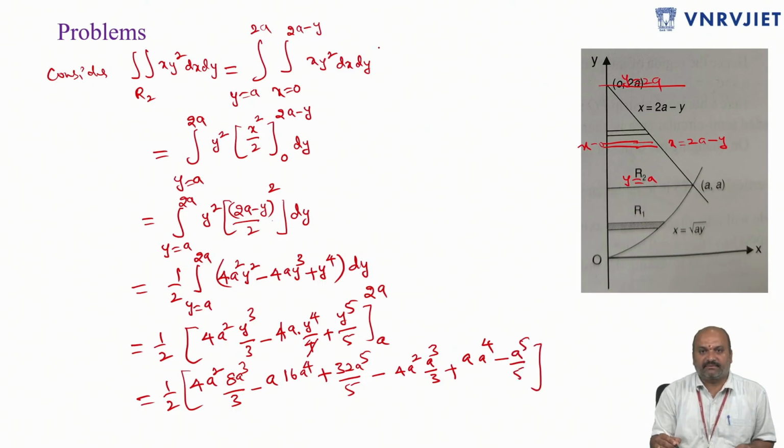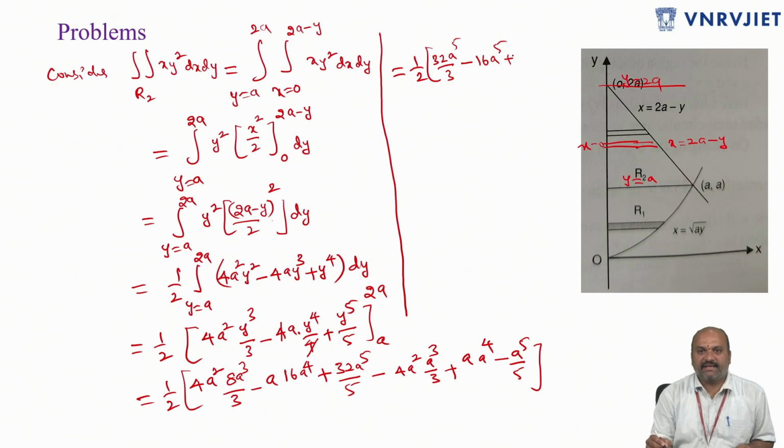Let's simplify it further, which is equal to 1 by 2. Let's simplify. 8 fours are 32, so it is 32a to the power of 5 divided by 3. Minus 16a power 5.